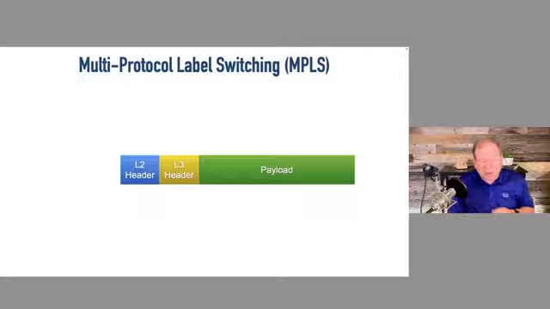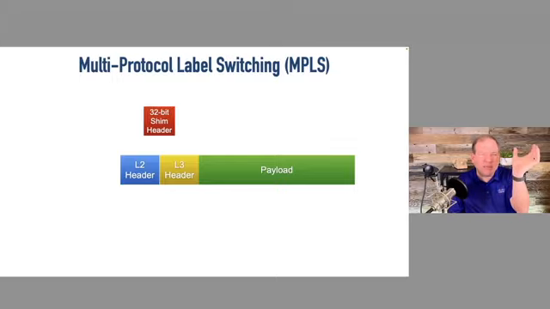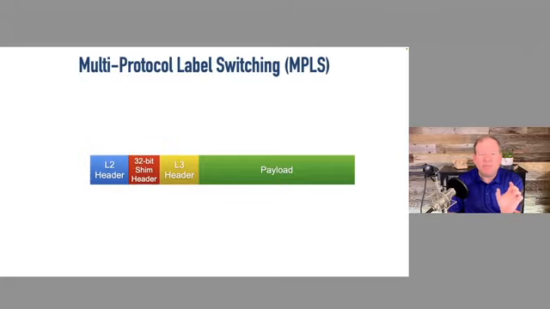Now, where does that label come from? Well, that label is a 32-bit header, or it's a 32-bit label, I should say. It's in a 32-bit header, but that header gets injected in between a layer 2 and a layer 3 header in a packet. And as a result, sometimes we refer to that as a layer 2.5 technology because the header literally resides between layer 2 and layer 3.